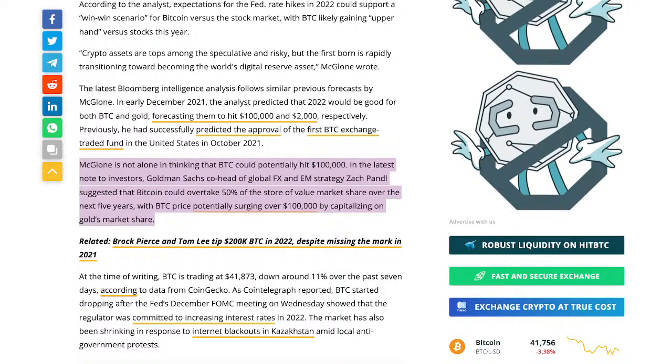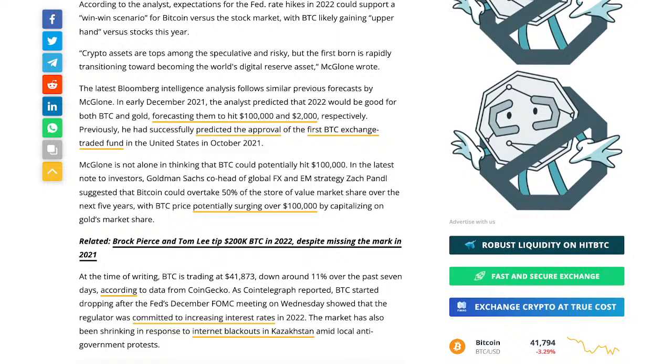So what I think is absolutely crucial, and what you have to pick out of this article, is something very small, and that is that Goldman Sachs co-head of global FX and EM strategy suggests that Bitcoin could overtake 50% of the store of value market share over the next 5 years, meaning that experts at major banks such as Goldman Sachs are saying that the potential of Bitcoin to increase within the upcoming 5 years is highly likely to occur. So this is something I just want to share with you, because I think it is absolutely crucial to know this, because I'm extremely bullish on the long-term predictions of what Bitcoin could reach.